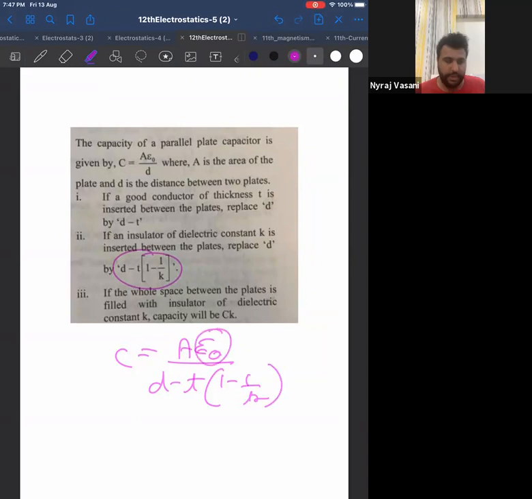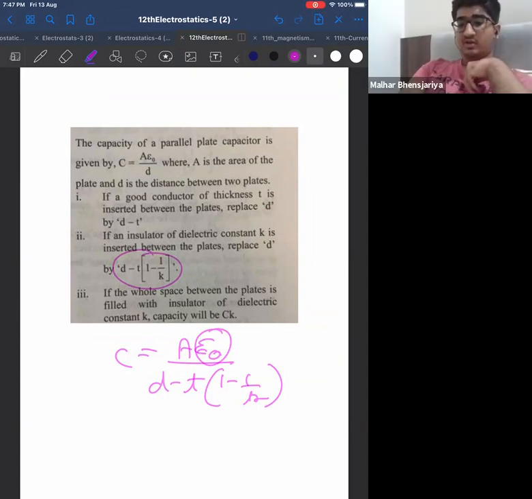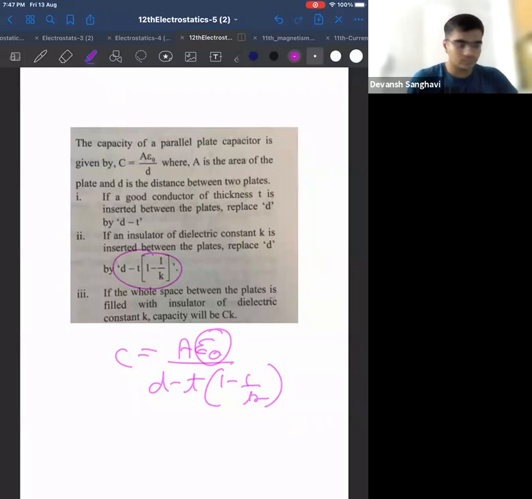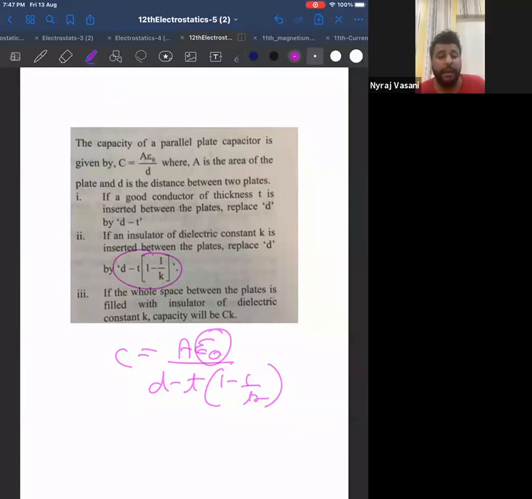Now epsilon naught, you know, or you can multiply and divide by 4 pi. That is what most people do. Tell me, why do I do that? Not for cancelling pi. You know the value of 1 by 4 pi epsilon naught, which is 9 into 10 power 9. But if you're not comfortable with that, you can directly put epsilon naught as 8.85 into 10 power minus 12. Area will be pi r square.